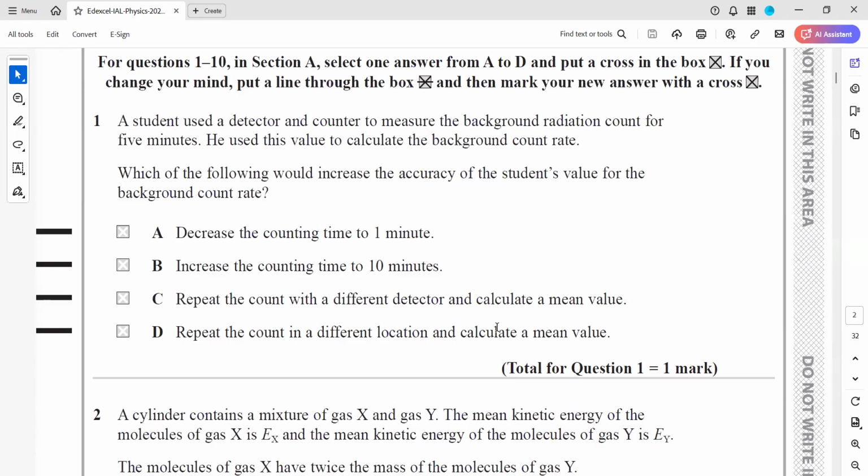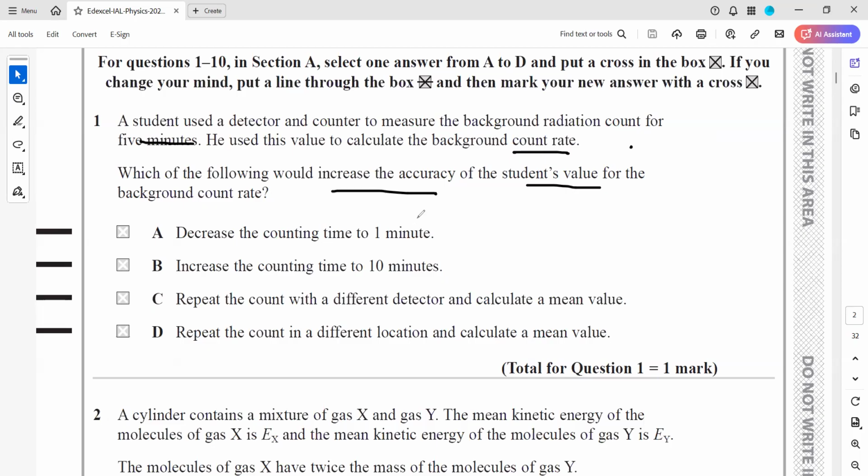a student uses a detector and a counter to measure the background counts for 5 minutes. He used this value to calculate the background count rate. Which of the following would increase the accuracy of the student's value of the background count? Like, if you want to increase the accuracy of the result, what should we do?